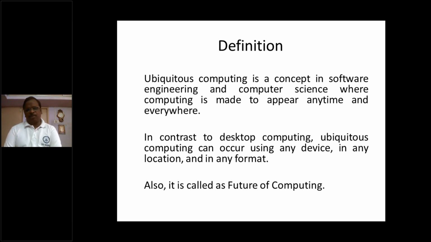In contrast to desktop computing, ubiquitous computing can occur using any device, in any location, and in any format. So this kind of computing is used anywhere, in any format, in any location, and using any device: laptops, desktops, mainframe computers, personal computers, mobile computing, smartphone technology, or any kind of technology recently used. This type of computing is fully utilized.